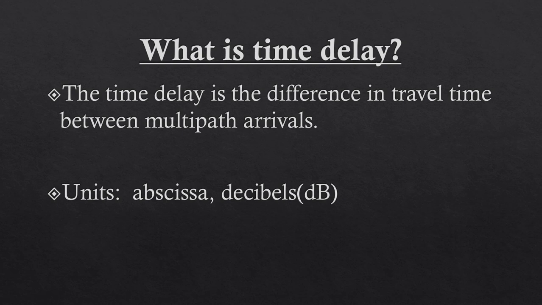Going on to what is time delay. Time delay is the difference in travel time between different multipath arrivals. So when a signal is transmitted, it is received in different time periods, which we call different multipaths, and that is due to different obstacles between the transmitter and the receiver. So our signal comes in small chunks and it is delayed as well. There are different units of time delay, such as absolute and decibels. We most commonly use decibels.